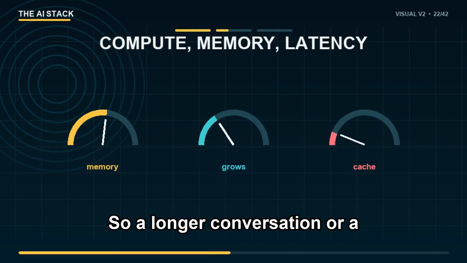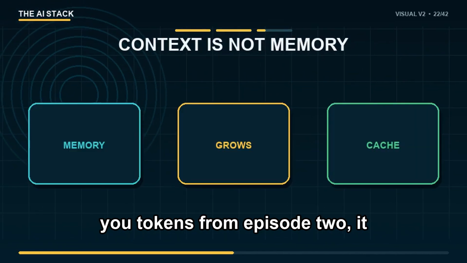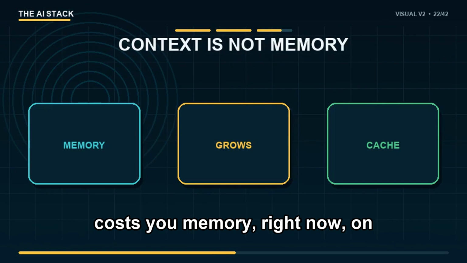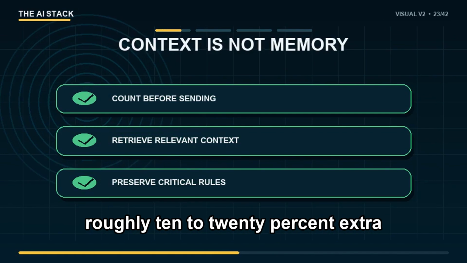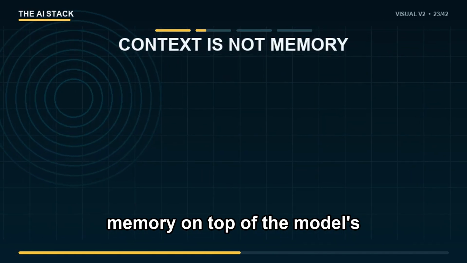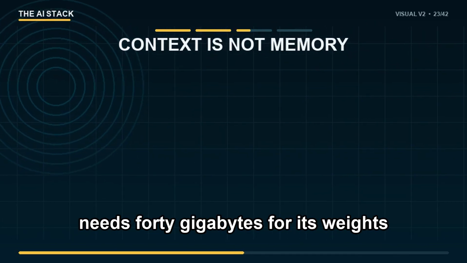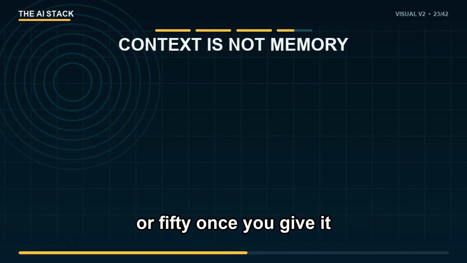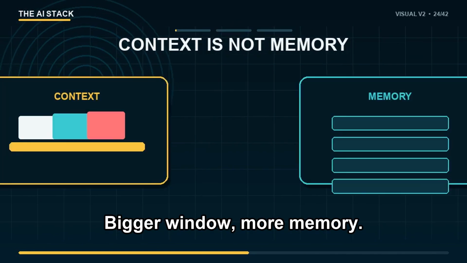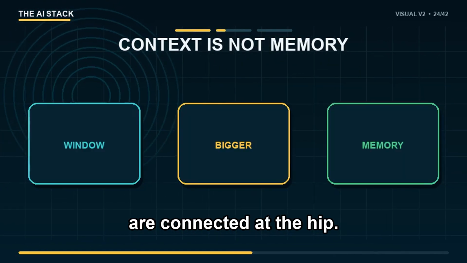So a longer conversation or a bigger document does not just cost you tokens from episode 2, it costs you memory right now on your machine. The practical move is to budget roughly 10 to 20% extra memory on top of the model's weight size to leave room for context. So that 70 billion model that needs 40 gigabytes for its weights really wants closer to 45 or 50 once you give it room to think. Bigger window, more memory. The context window and your VRAM are connected at the hip.